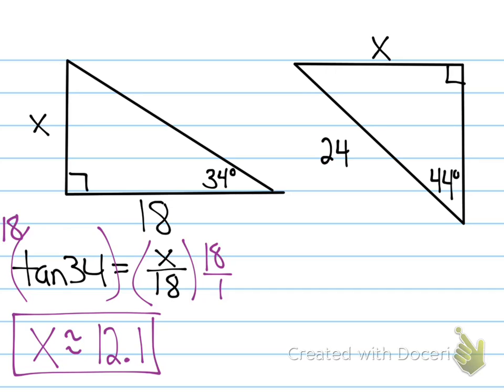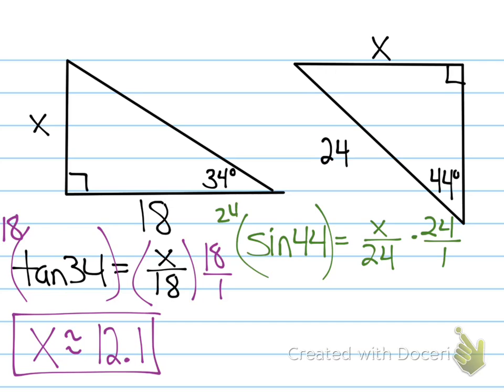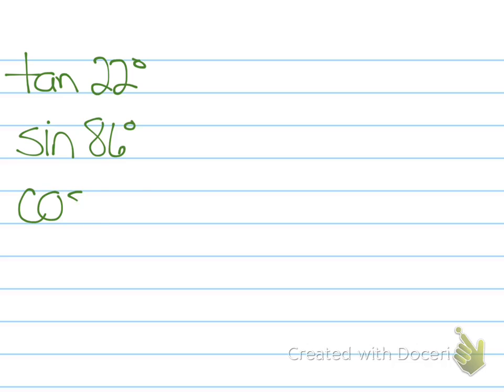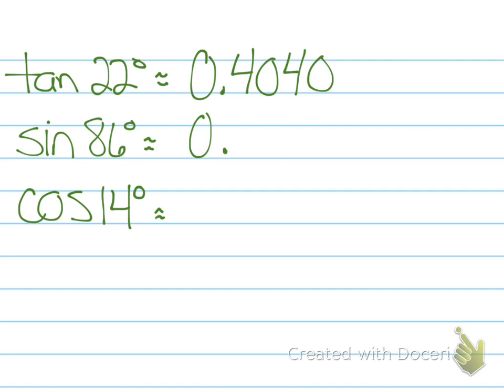So now what's the next one? Sine, cosine, or tangent? Sine of 44. Multiply both by the reciprocal. Round to the nearest tenth. And you get 16.7. Now, I think everybody would agree that these are pretty simple, as long as we're in the correct mode. Just literally tangent 22, and how many decimal places do we go out? 4. So 0.4040. Sine 86, and I'm just going to put these answers up.